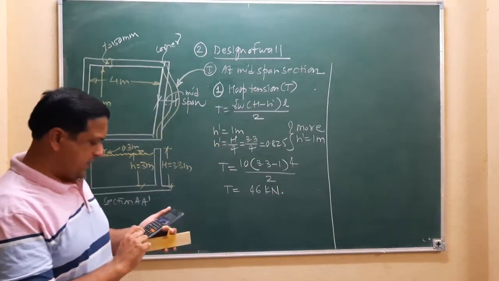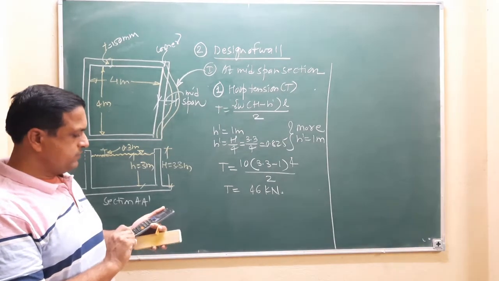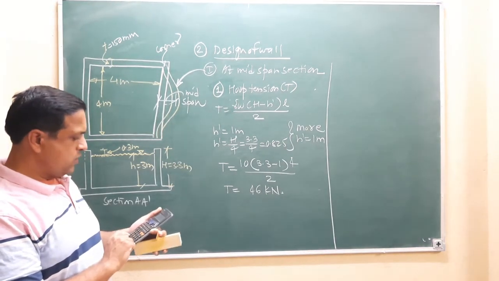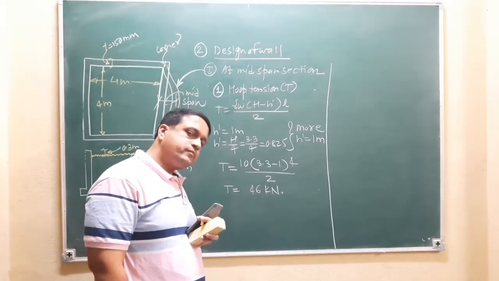Okay, I will calculate again. 3.3 minus 1 into 4 into 10 divided by 2. So this is 46 kilonewton. So this is the hoop tension.